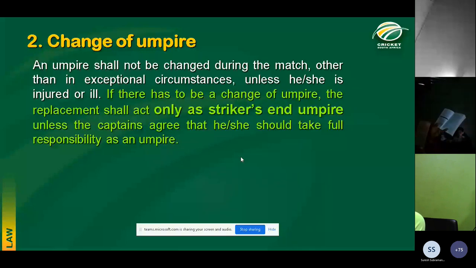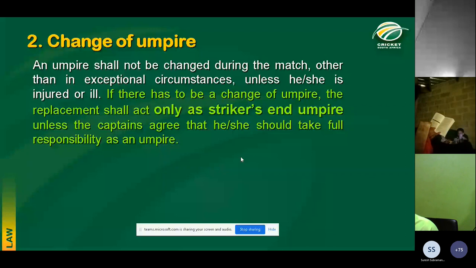Are we allowed to change an umpire once the game has started? Yes, the law allows the change of an umpire. So if the umpire becomes injured or ill, the law allows the umpire to be changed. But if there is a change of umpire, the replacement umpire is to only act as the striker's end umpire, unless both captains agree that this replacement umpire can take full responsibility as an umpire. So yes, you're allowed to change the umpire due to injury or illness, but if the umpire is changed, he or she can only stand at the striker's end unless both captains agree for the new umpire to take full responsibility.